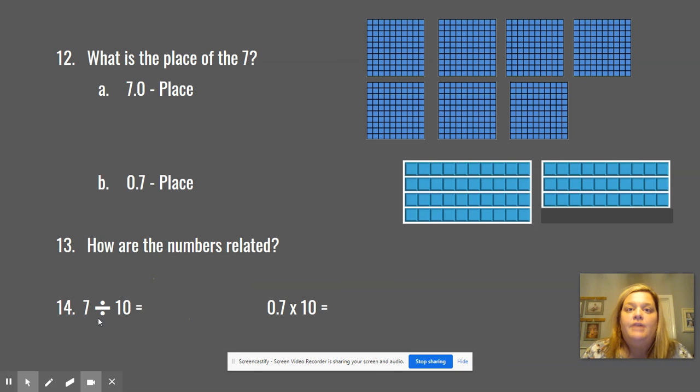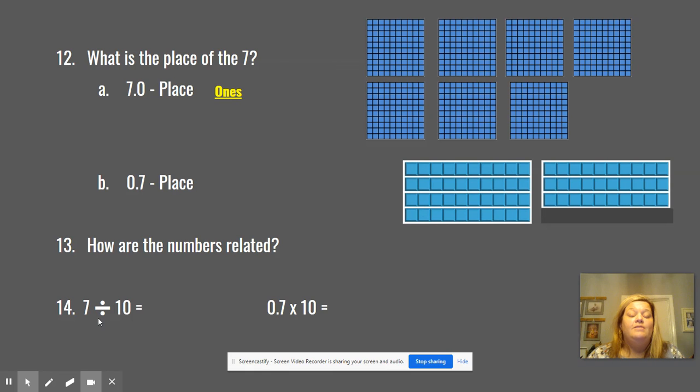Okay, the same thing for the 7. So let's look at your 7. What place is the 7 in 7.0? What is the place of the 7? If you were to put that 7 in a place value chart, where would it fall? That's right, it's in the ones place, because the 7 falls in the ones place.